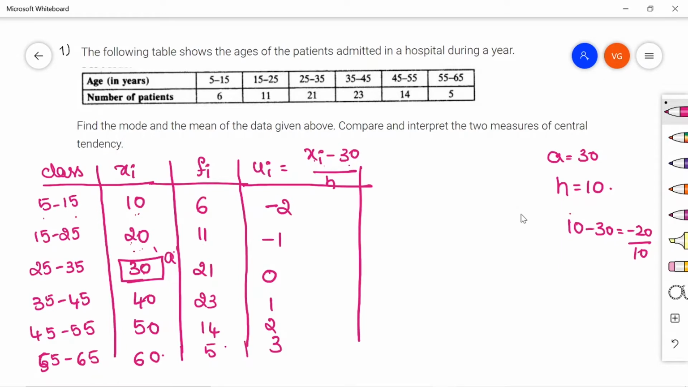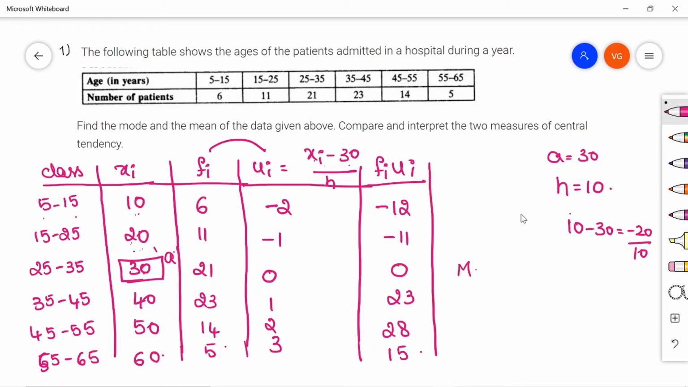Now find fi ui, that is, multiply these two columns. The values I get are 6 times minus 2 is minus 12, minus 11, 0, 23, 14 into 2 is 28, and 5 threes are 15. Now what is the formula for mean using the step deviation method? Mean is given by A plus (sigma fi ui divided by sigma fi) multiplied by h. So the assumed mean is 30 plus sigma fi ui.